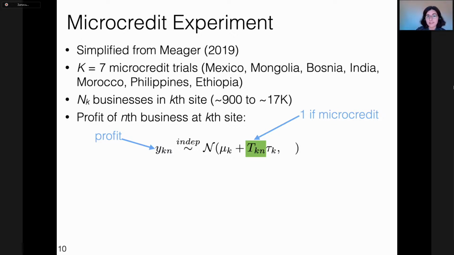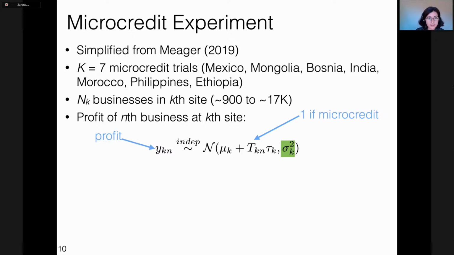So you treat this essentially as a covariate. You know whether or not this particular business received microcredit: it's 0 if it didn't, it's 1 if it did. And now this tau k is a parameter very much of interest. It's essentially how much does microcredit influence the profit at this site? A priori going in, it could be positive, it could be negative. Maybe microcredit hurts people, in which case we want tau to be able to be negative. It could be 0. And then there's some unknown noise for this particular site.